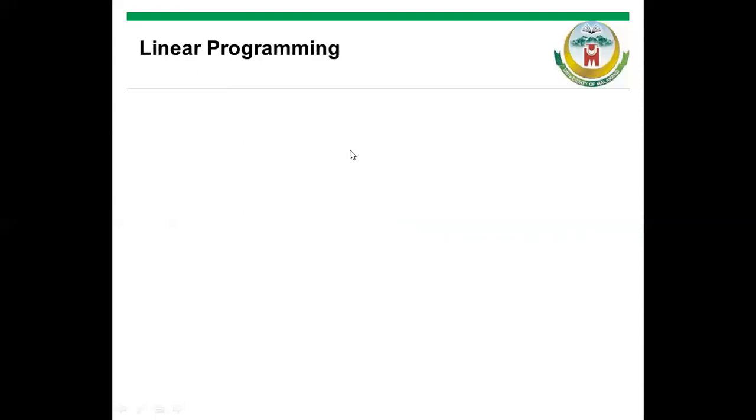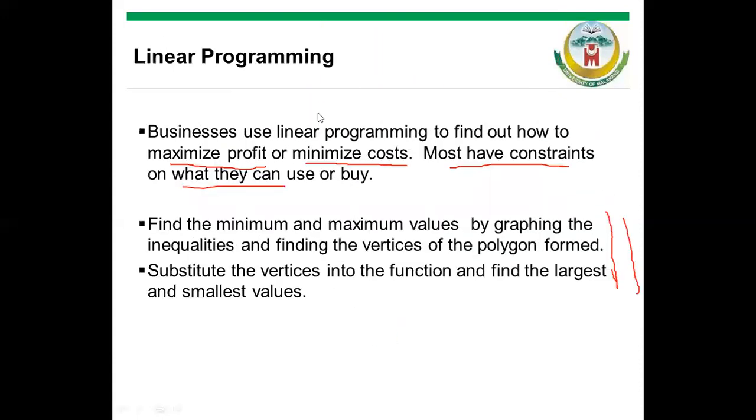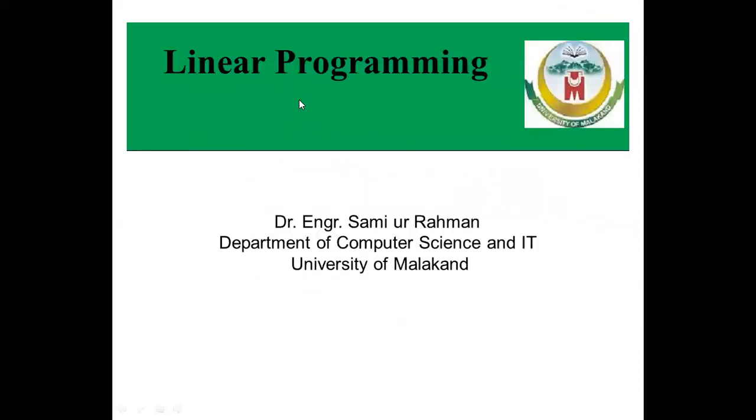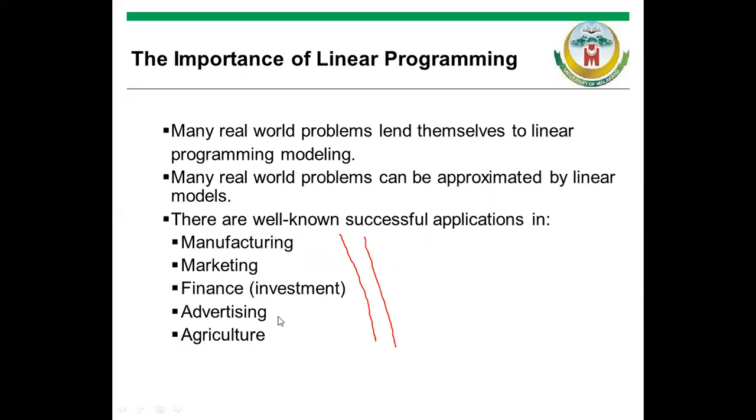So as I said, now go back to, okay. I had previously said that find the minimum and maximum values by graphing the inequalities and finding the vertices of the polygon formed. Substitute the vertices into the function and find the largest and smallest values. Now I hope it's clear to you.